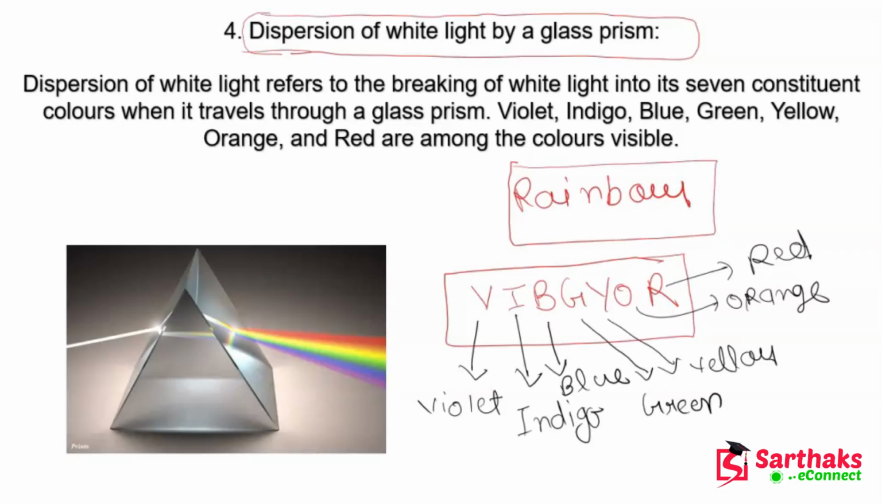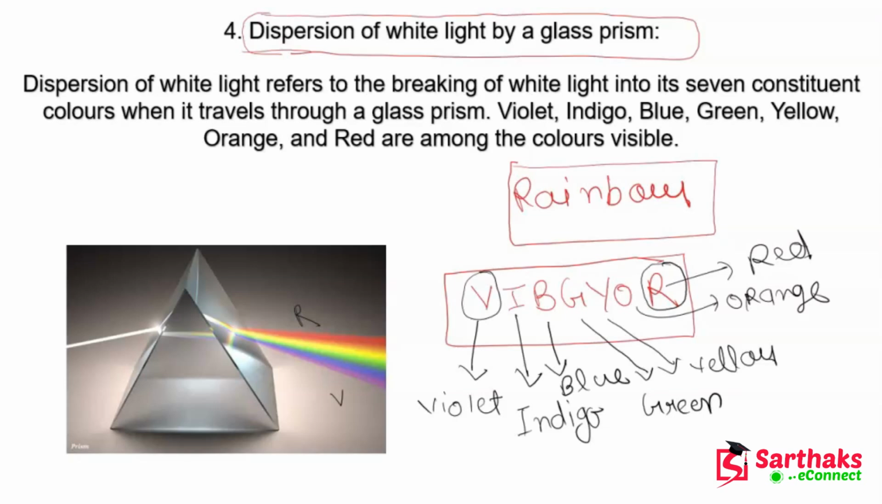So guys, you have to keep this in your mind. You have to remember the sequence that violet shows the most deflection and red shows very little deviation. We will talk later about why this happens, but for now you have to remember that violet shows the most deflection or deviation, and red shows very little deviation.